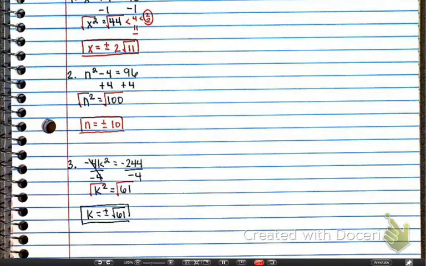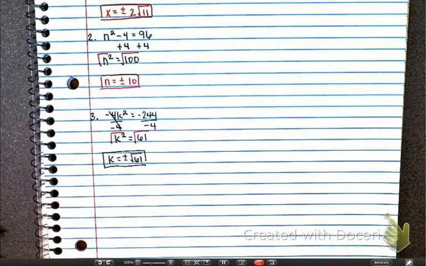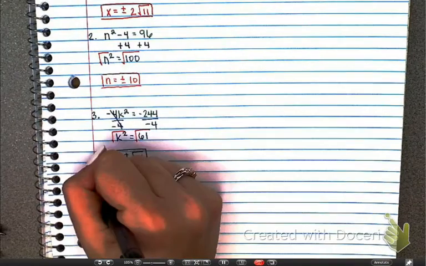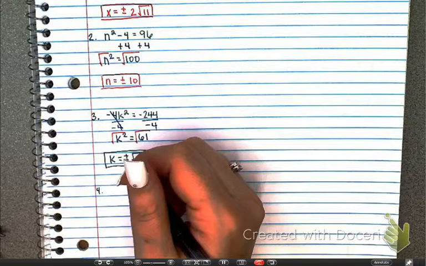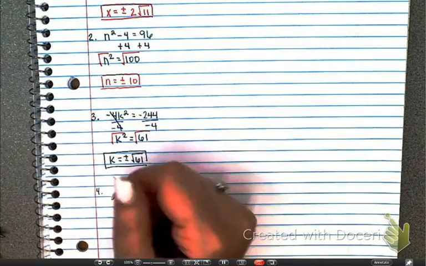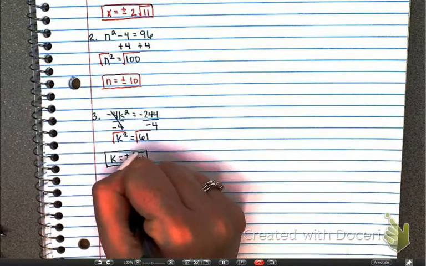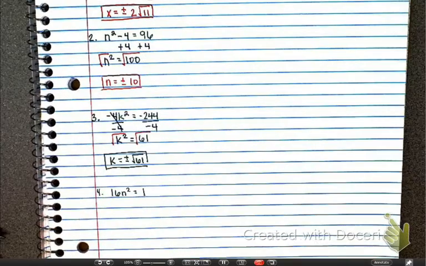I want to try one more division with you, and then I'm going to let you try a couple, and then we'll call it a day. So let's look at 16n squared equals 1.